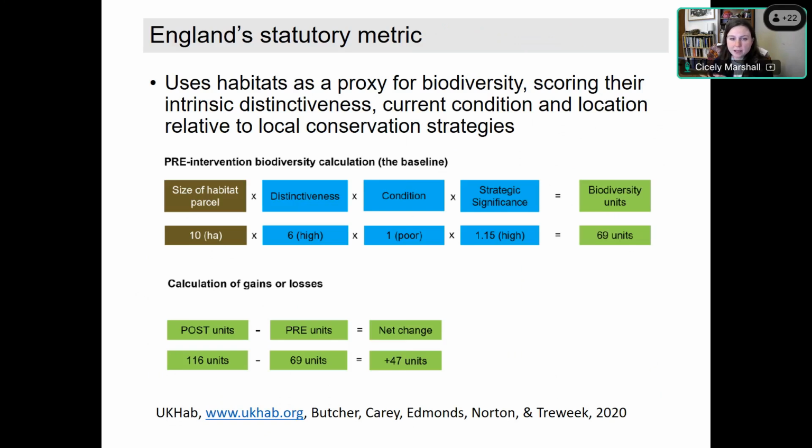Post-development then, there's a mixture of habitat creation and enhancement that's proposed by the developer, that's measured using the same statutory metric framework, and the units calculated, and there has to be at least 10% more of these units after the intervention than there were on the baseline.